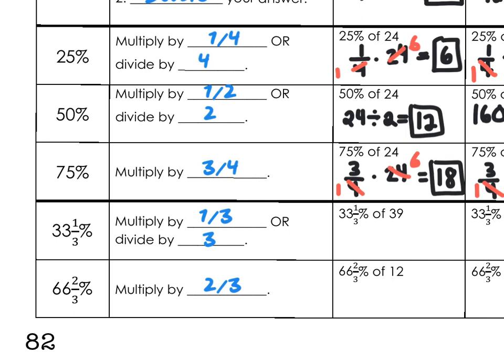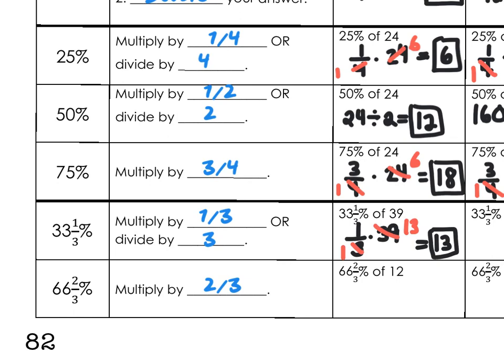Okay, so 33 and 1/3% of 39, you do 1/3 times 39, and then you can cross cancel. So the 3 goes into 39 13 times. So 1/3 of 39 is 13.